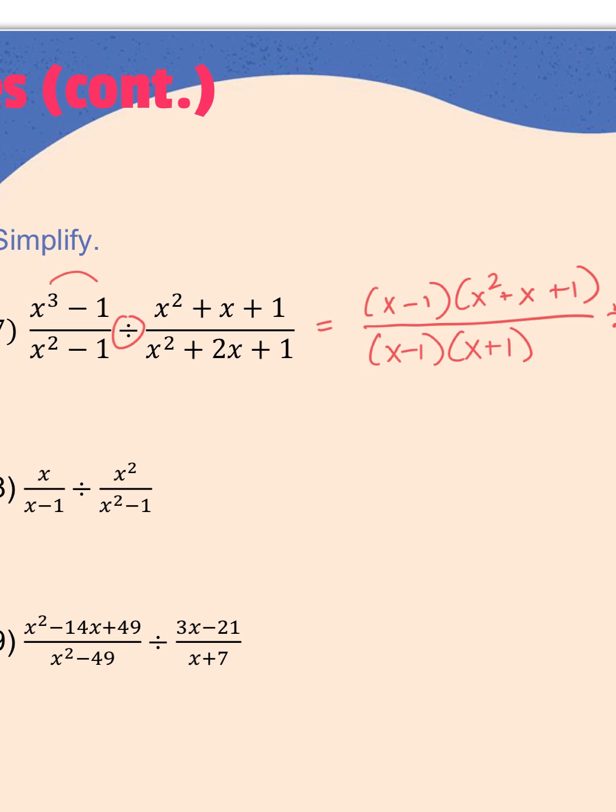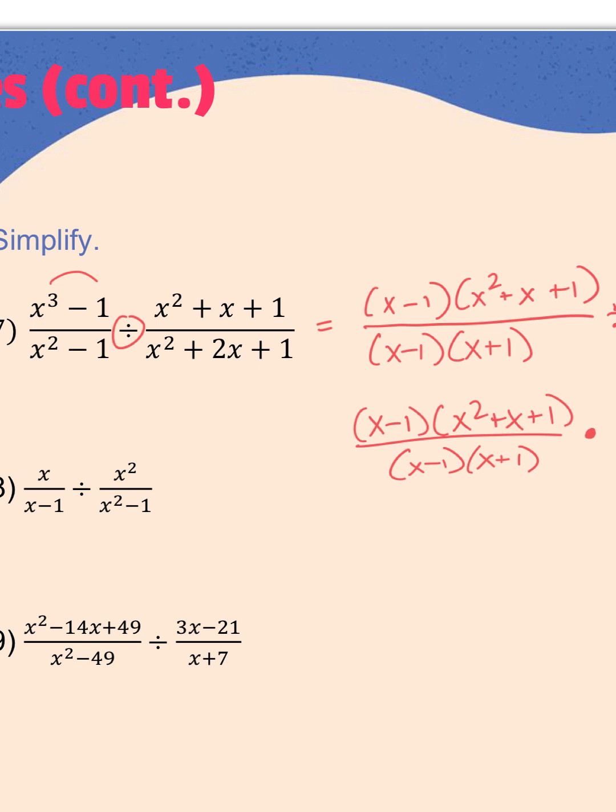So the numerator is going to stay x squared plus x plus 1. And then your denominator is going to be factorable. It's x plus 1 times x plus 1. So now I'm going to get ready and do my stay, change, flip, right? So I've got x minus 1 times x squared plus x plus 1 over x minus 1, x plus 1, times, that's my change my sign, and flip my fraction, x plus 1, x plus 1. And then I have x squared plus x plus 1.